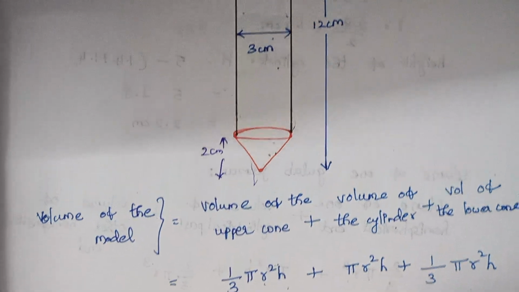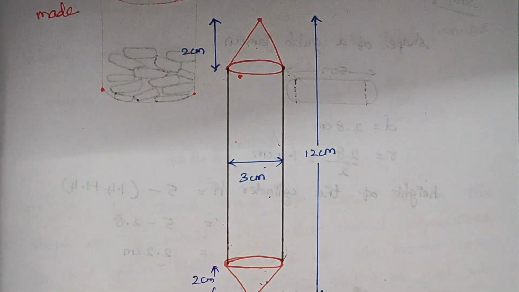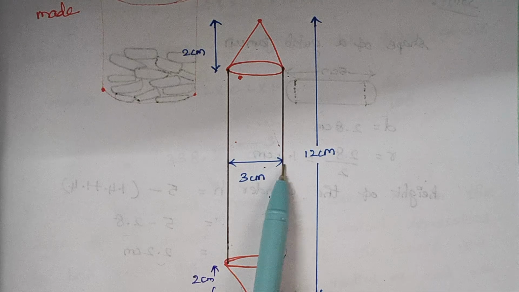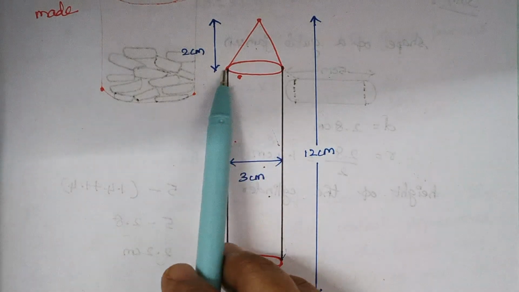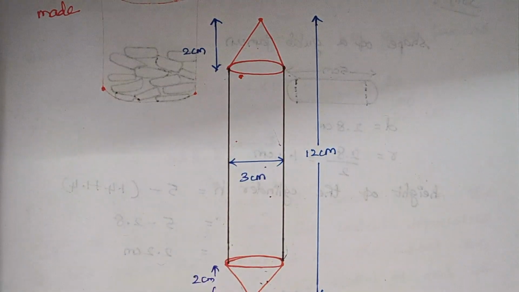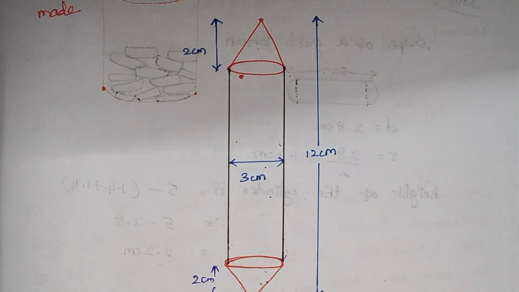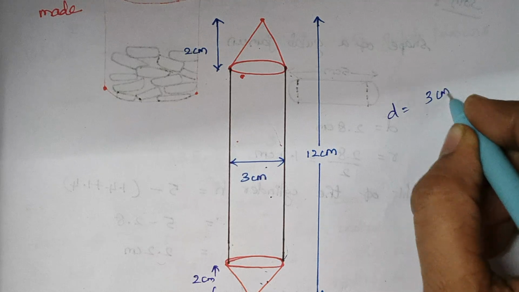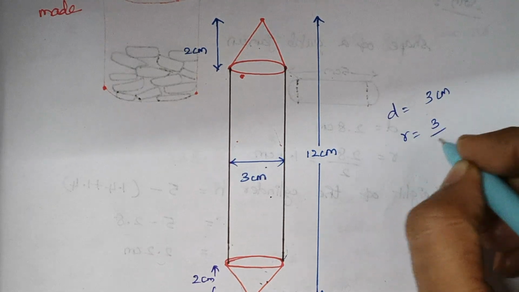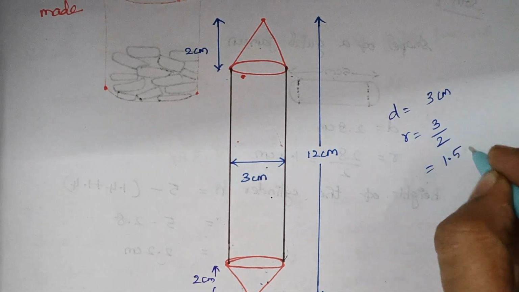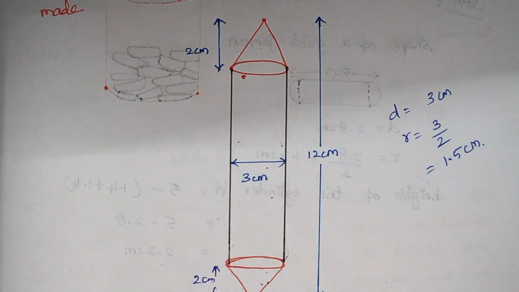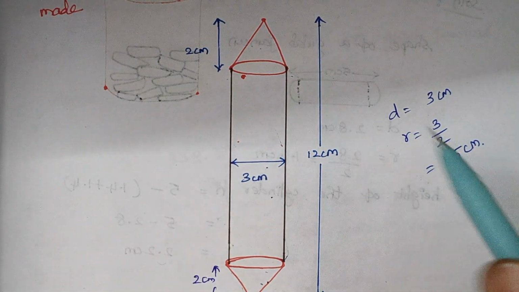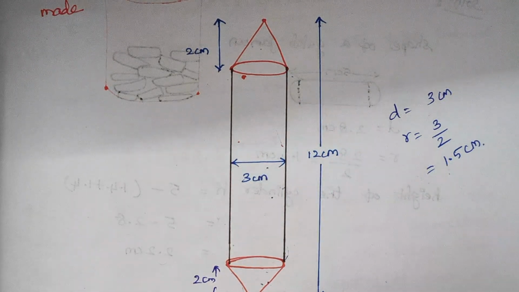Right. So here you see, we are given the diameters, right? The diameter of the cylinder is the same as the diameter of the cone, because obviously they are attached to one another. So here the diameter is 3 centimeter. Then what about the radius? It is 3 by 2, which is 1.5 centimeters. This radius is common for both the cylinder as well as the cones.